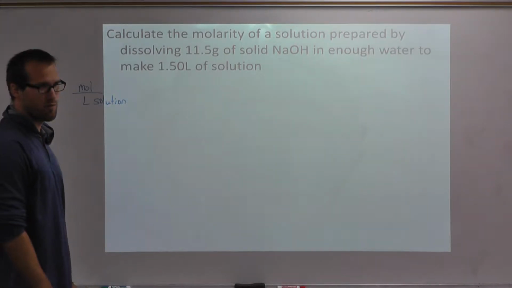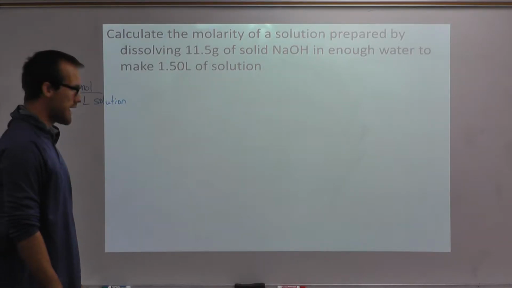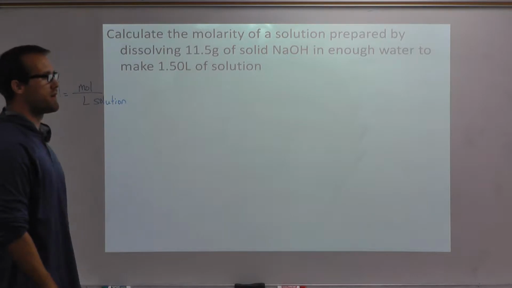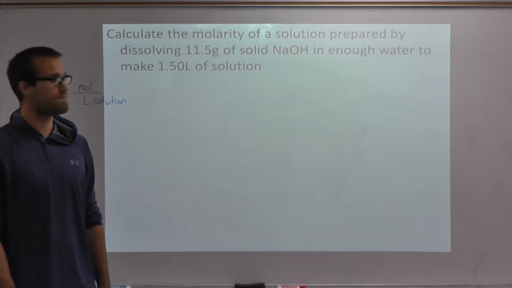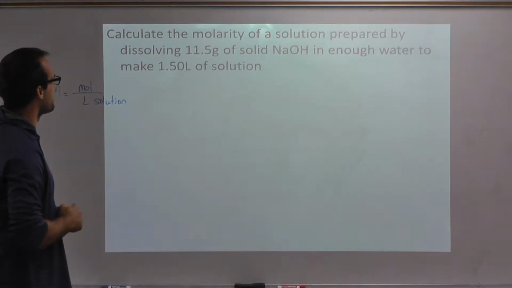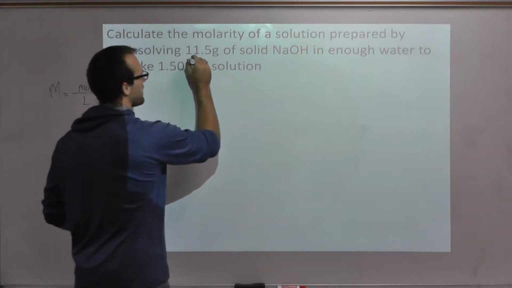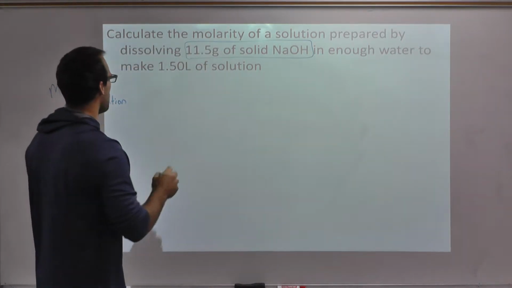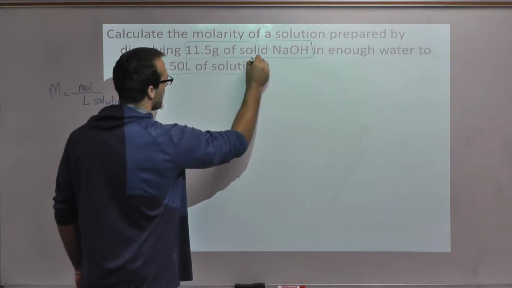And what symbol represents that? You guys remember? Capital M. Capital M is moles of solute divided by liters of solution. All right, so if we look, calculate the molarity of a solution that's prepared by dissolving this much NaOH, strong base, in enough water to make this volume of solution.